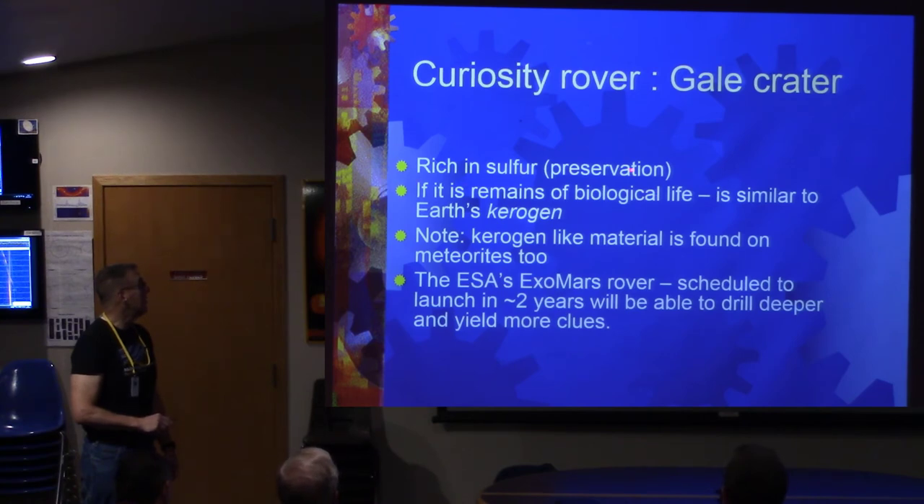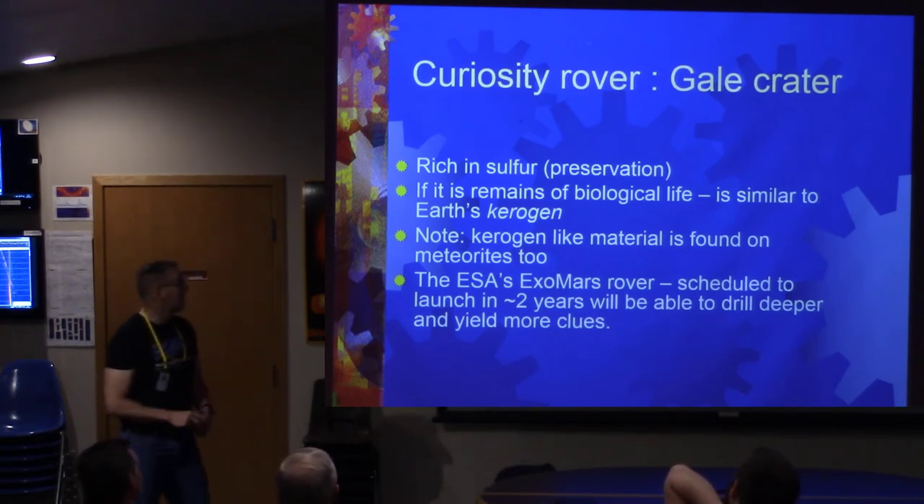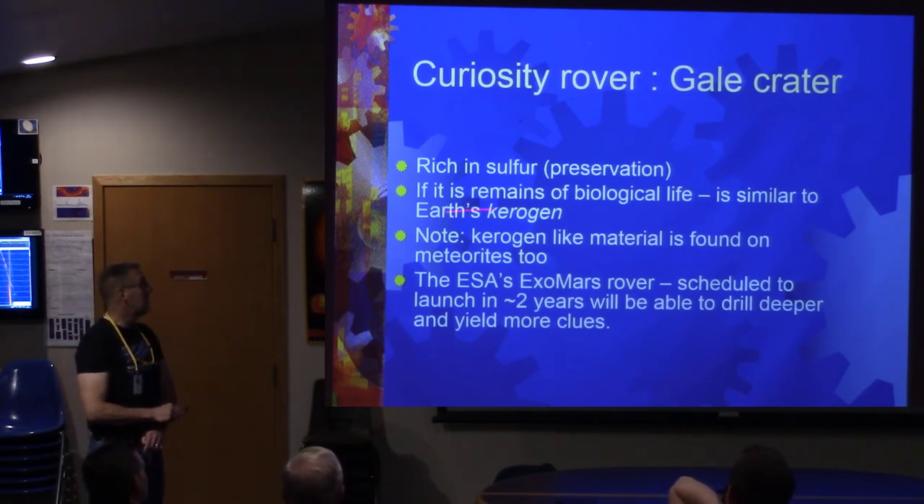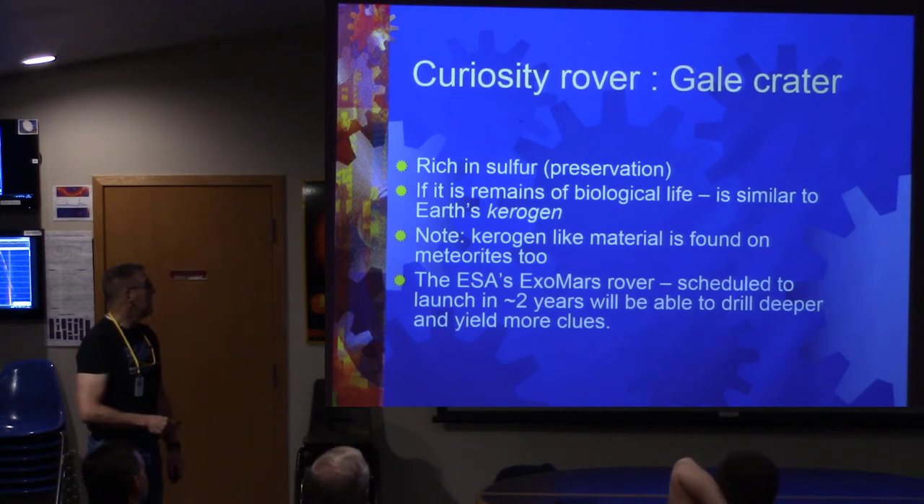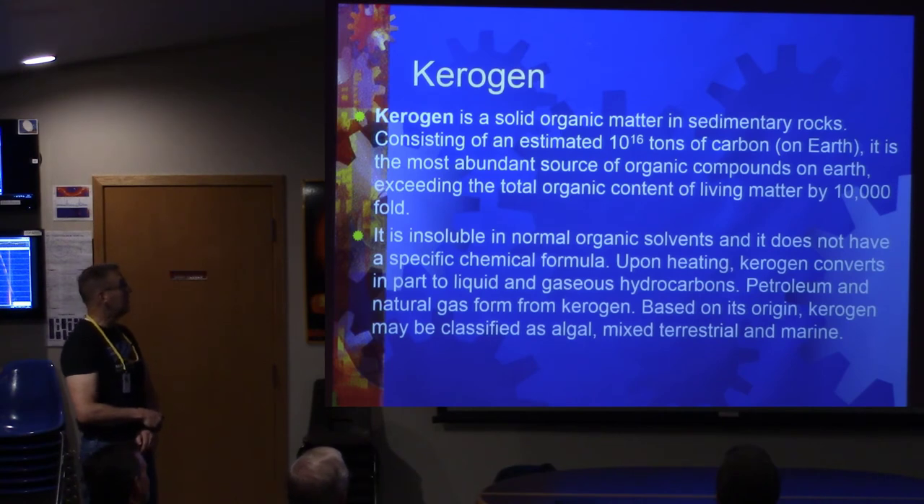It's rich in sulfur, which helped preserve it. If it's the remains of biological life, it's similar to what we find on Earth, a kerogen. These are materials found in meteorites too, so it's not necessarily stuff that came from life itself. And it'll keep going, keep drilling and looking for more of this stuff. Kerogen is a solid organic material in sedimentary rocks. It's about 10 to the 16 tons of carbon on Earth.